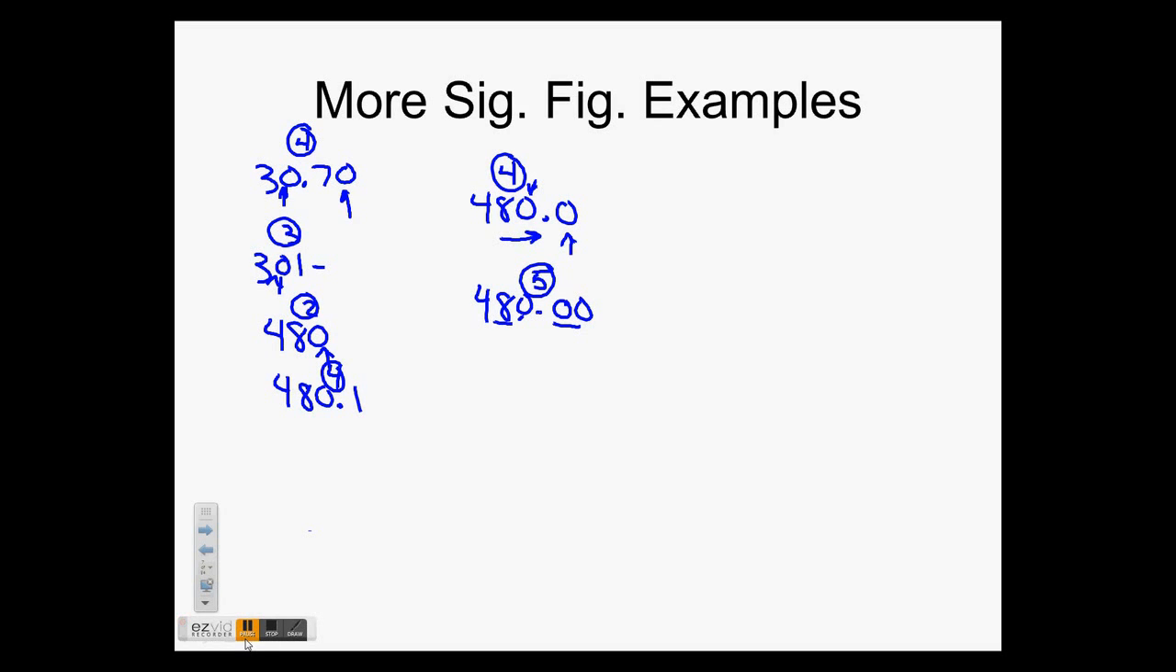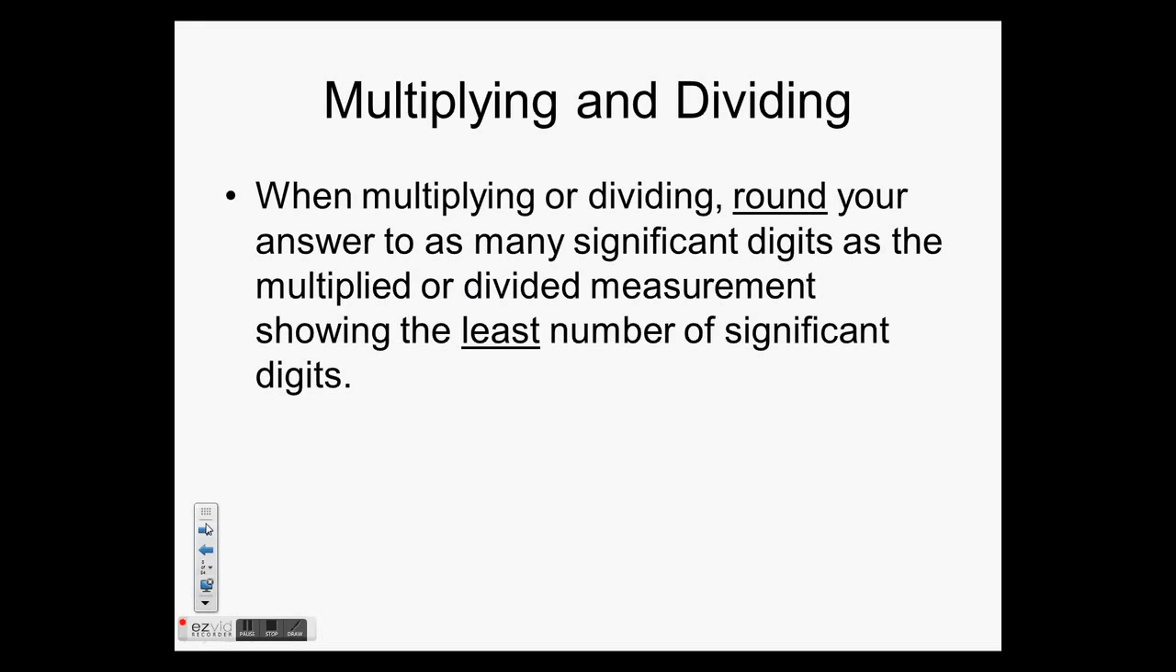Okay, the same reasoning: to the right of the decimal place, to the right of a number, so the 0 in between counts. Now, are 480.0 and 480.00 different than 480? Yes, they're more exact. Okay, they are different. Now let's get to our next rules.